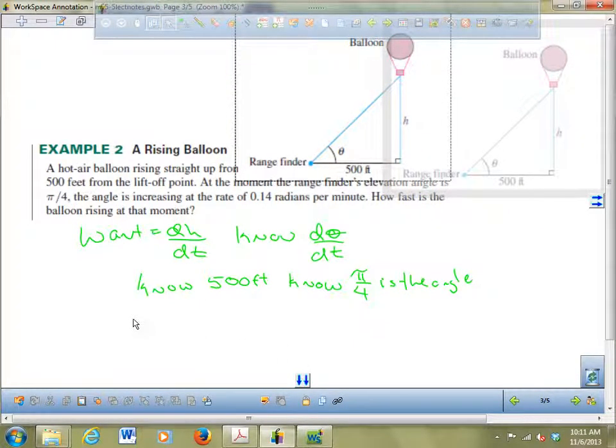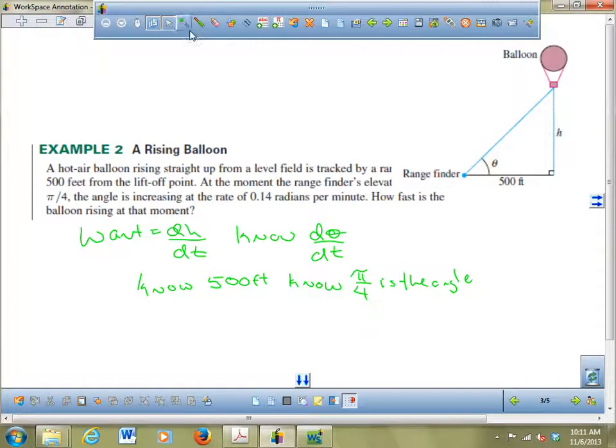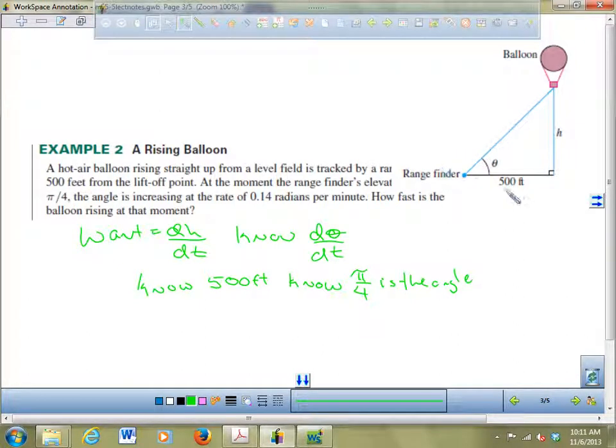Wait, so it's rising straight up? Yeah, you really have to draw a picture. So what's happening here is 500 feet. You're standing 500 feet away from the balloon, right? And the balloon is going up, I got it. And it tells you how fast this angle is changing in radians per minute. And this is a constant 500 feet, right? Is that a constant velocity? Is that a constant change of 0.14?